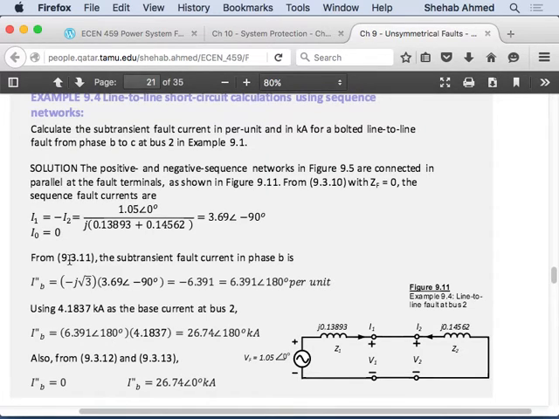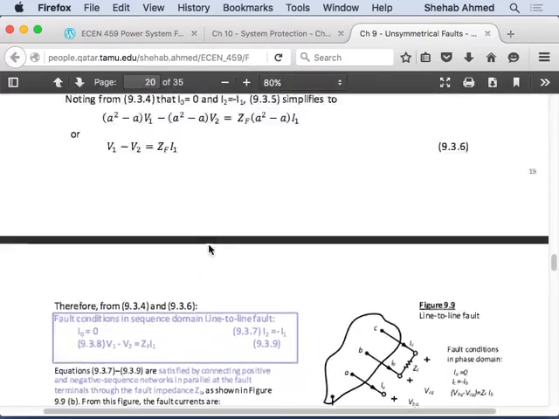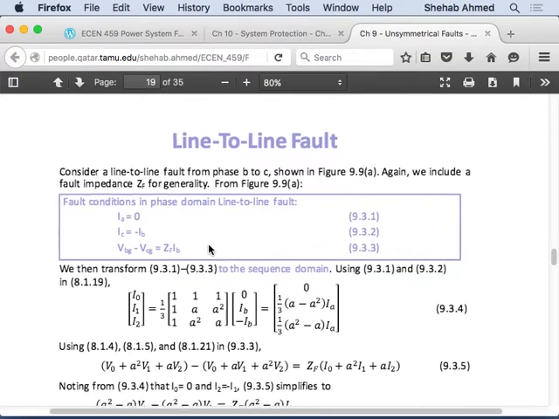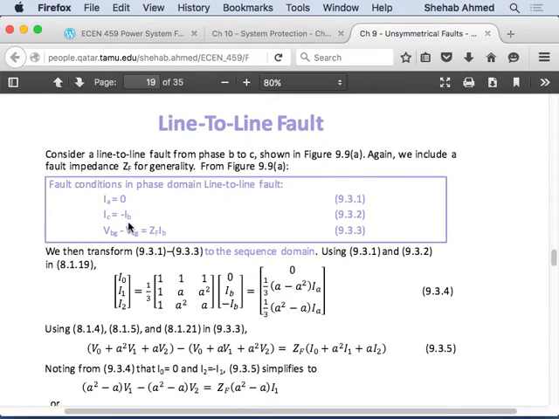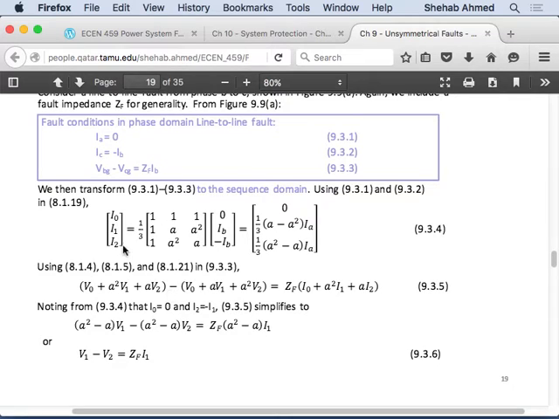Then what? The subtransient, remember, phase A current is equal to 0. The fault is on phases B and C. So I take my positive sequence current. It's equal to, if I go back to the relationship between phase B and the positive sequence current, IB and IC are negative and equal to each other. So if I would like to calculate my phase B current, right?